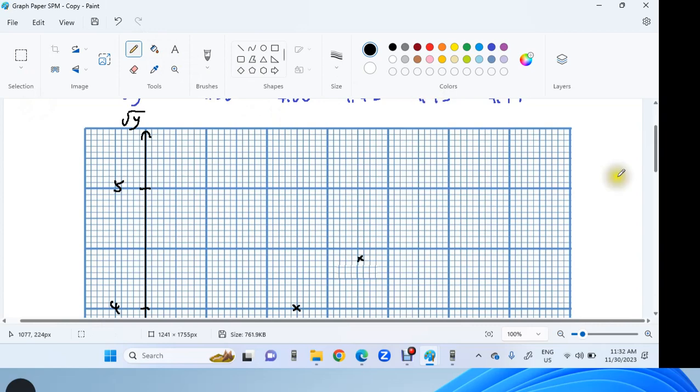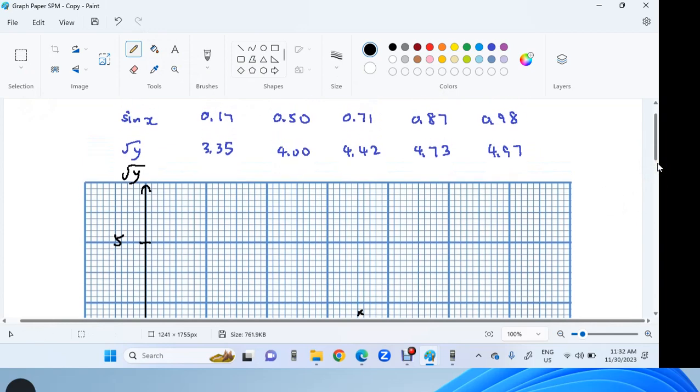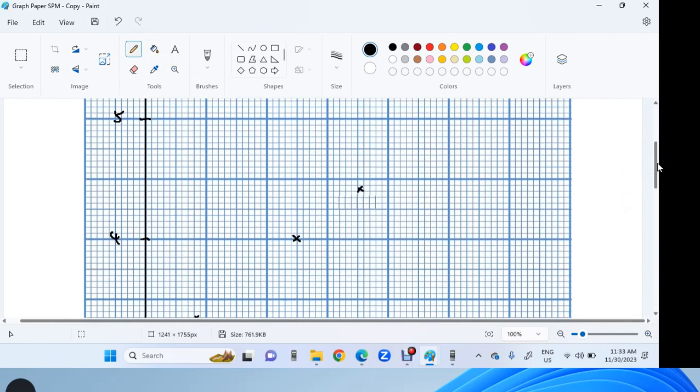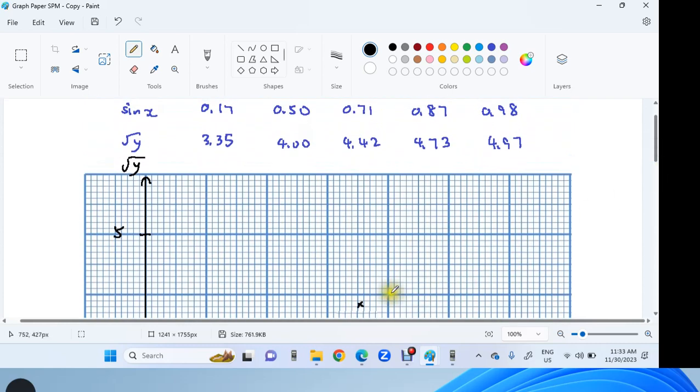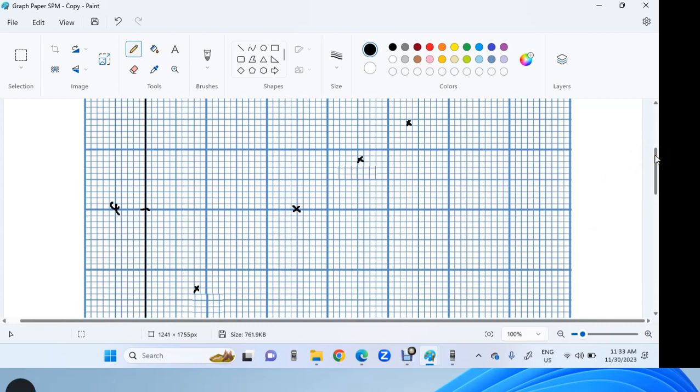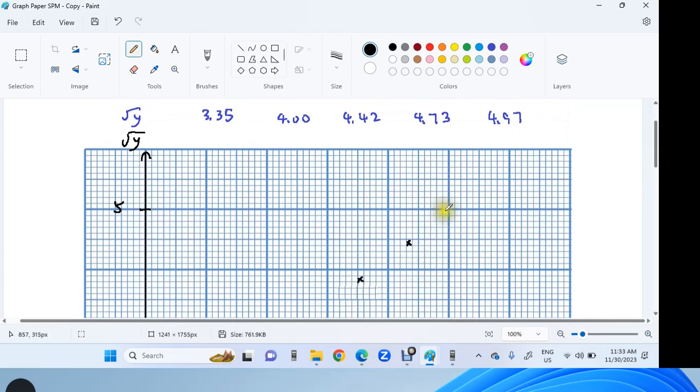Next, we have 0.87. 4.5, 4.6, 4.73 should be somewhere here. And 0.98. 4.97 should be somewhere here.